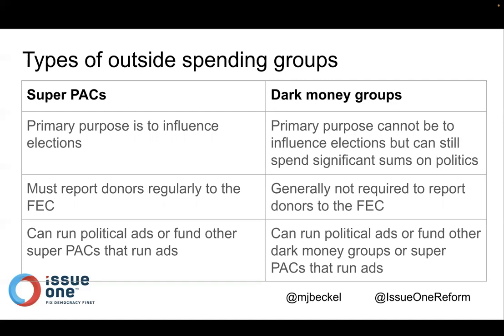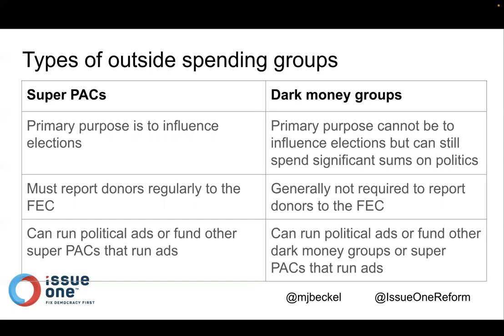So the big difference between super PACs and dark money groups is that super PACs have the primary purpose of influencing elections, while the primary purpose of a dark money group cannot be to influence elections. If they have the primary purpose of influencing an election, they should register as a super PAC and disclose all of their donors to the FEC.